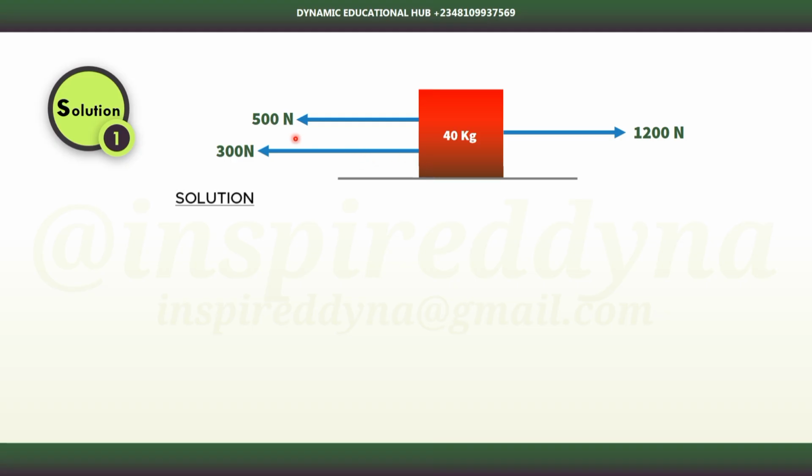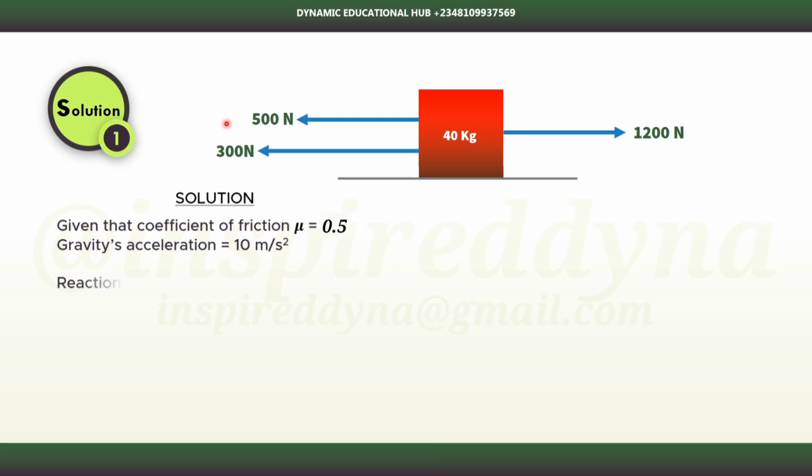So let's start. Solution. The first thing, we are given the coefficient of friction. We have solved this in our former video, so I'll be very fast. Coefficient of friction is 0.5. We are given acceleration due to gravity as 10 meters per second square. Then the reaction is equal to what? Your normal reaction is the mass of this object multiplied by acceleration due to gravity, which is 40 multiplied by 10, and that is 400 Newton. So what do we want to use this reaction for? We want to use it to find the frictional force, the limiting frictional force, the static friction. Now this is the direction of the friction as explained earlier on, as shown.